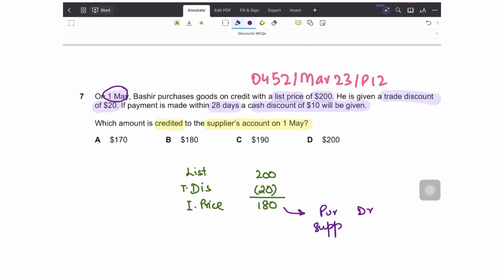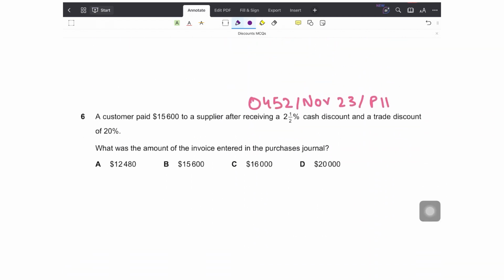Purchases will be debited and my supplier will be credited with the invoice price figure. If the payment is made within 28 days, then 170 will be recorded as a payment. That will be called a discount received transaction, but not on 1st May, because at this date I am just buying on credit. So the invoice price will be used to record the double entry in the day book of purchases.